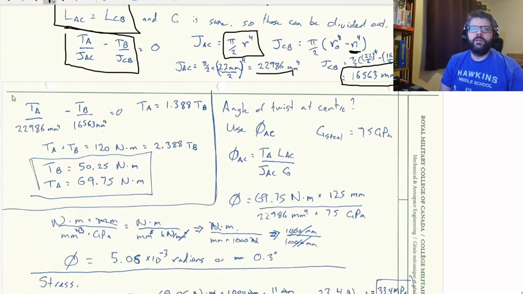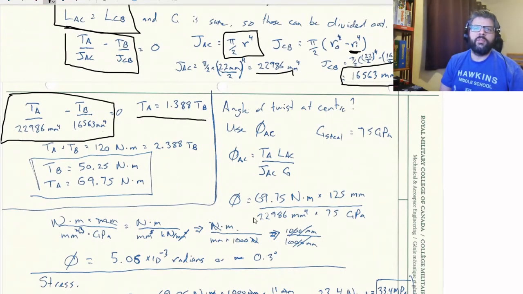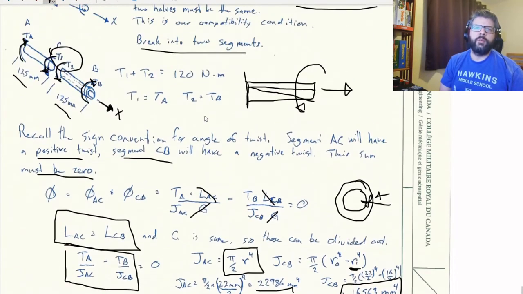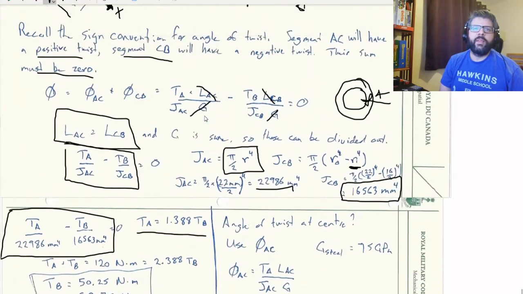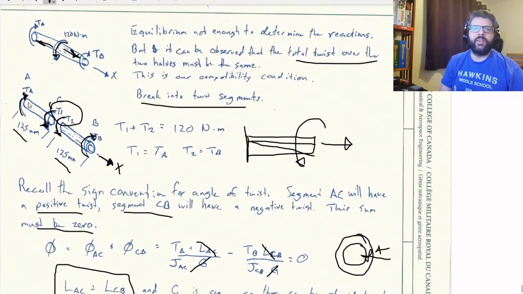So we can plug that into the equation that we had here, and we can fairly easily solve for TA in terms of TB. So TA needs to be 1.388 times TB, so it's a bit bigger. And that's not surprising, because basically what we're saying is that if these things need to twist to the same degree, and this thing has a hole in it, it's going to twist easier. So in order to twist to the same angle, we need to twist harder on this section.